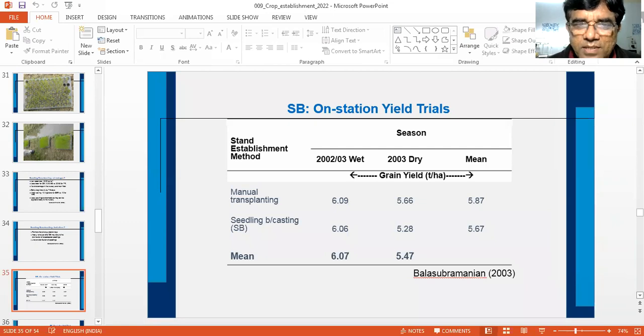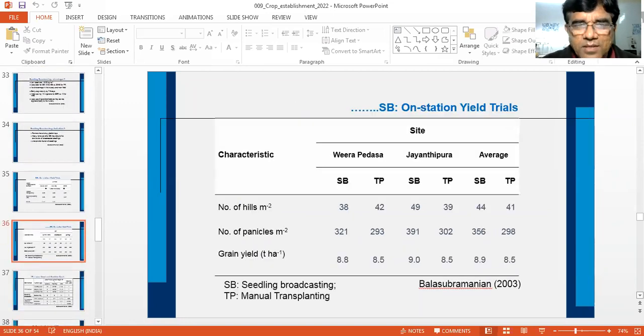And you can see the difference in two seasons. In wet season also, they got similar yield. And in dry season also, they got similar yields. So overall, there is not much difference in yields in the two methods. And you can see this was done in Sri Lanka, I think. So they have got two sites, Veera Pidasa and Jayantipura. And then the average of two methods, SB seedling broadcast and transplanting.